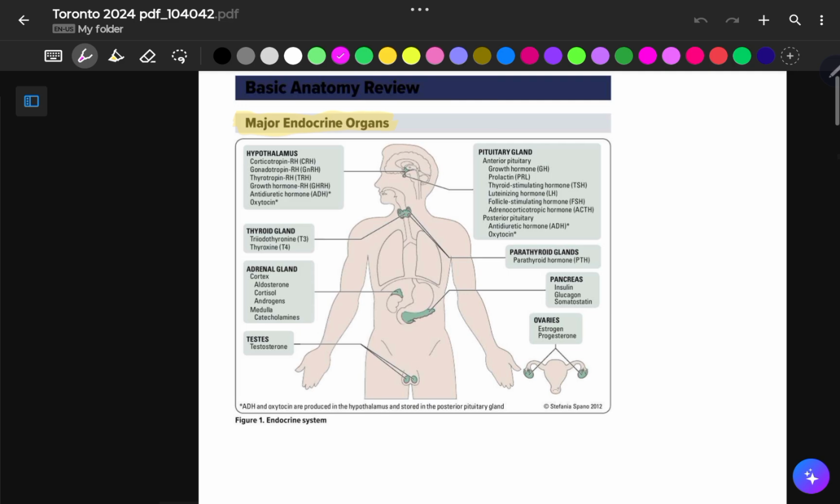Then you have your thyroid gland, your parathyroid, and your adrenal glands, which have the cortex and the medulla. The cortex produces your aldosterone, cortisol, and androgens, and the medulla is responsible for your catecholamines. The pancreas is responsible for insulin, glucagon, and somatostatin. Then you have your ovaries and testes.